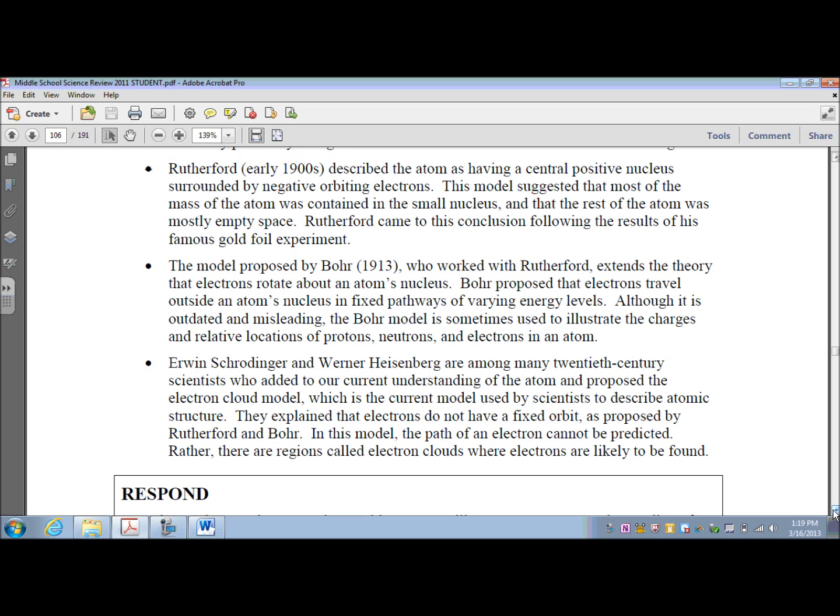Erwin Schrödinger and Werner Heisenberg are among many 20th century scientists who added to our current understanding of the atom and proposed the electron cloud model, which is the current model used by scientists to describe atomic structure. They explain that electrons do not have a fixed orbit, as proposed by Rutherford and Bohr. In this model, the path of an electron cannot be predicted. Rather, there are regions called electron clouds where electrons are likely to be found. This concludes the modern and historic models of atomic structure.